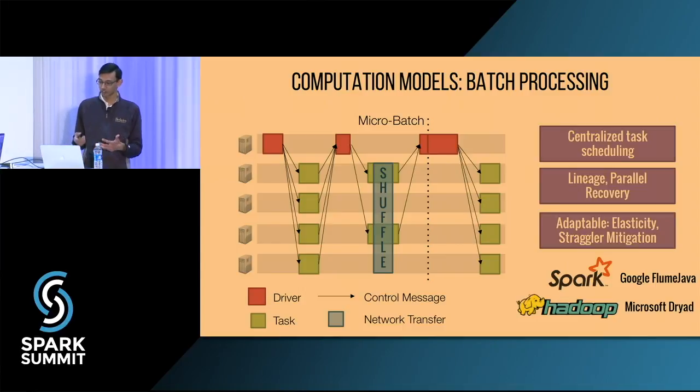Now, the key characteristics of this model are that we have centralized task scheduling, which is shown in these red boxes out here. And because we have the centralized task scheduling, we can actually do more intelligent things for fault tolerance, like lineage and parallel recovery and so on. And finally, the scheduler or the driver can also provide other forms of adaptability, like adjusting to new machines being added to the cluster or doing straggler mitigation and so on. Now, this model, as I said before, is definitely used in Spark, but it's also used in a number of other systems, like systems based on Hadoop or Google Flume Java and Microsoft Dryad and so on.